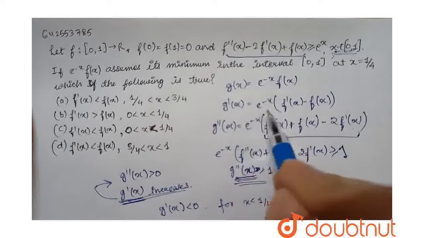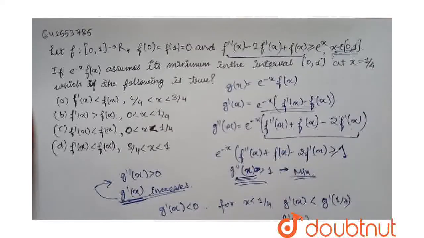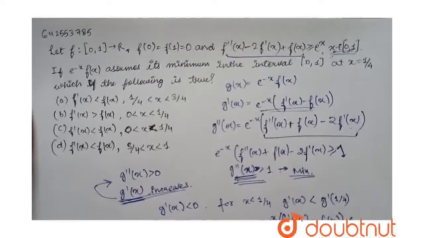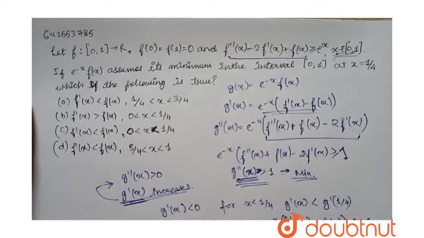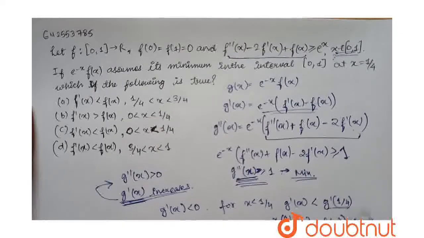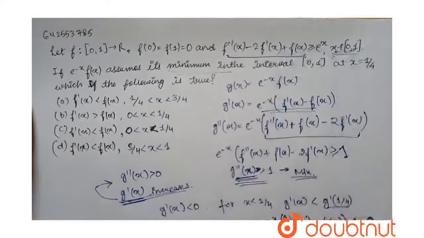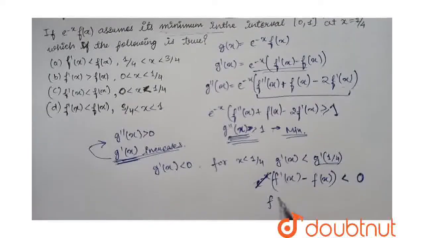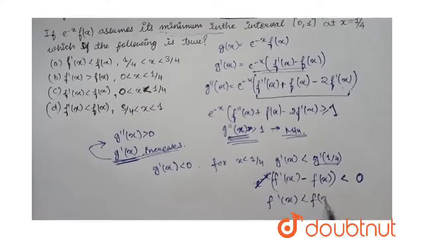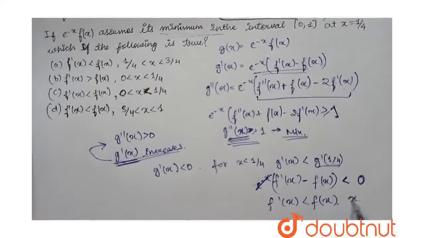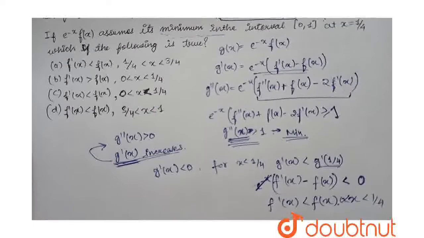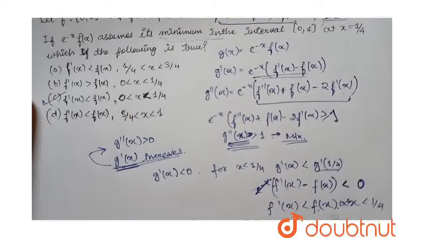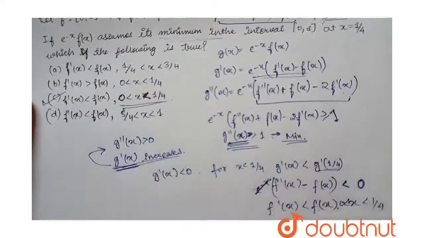And we know that first derivative of g of x, from here, first derivative of f of x minus f of x multiplied by e power minus x, is less than 0. As we know that the derivative at 1 by 4 is 0, because there is a minima, this cancels, so we get first derivative of f of x is less than f of x, and here we are talking about the interval x greater than 0 and less than 1 by 4. So option C is correct, that is first derivative of f of x is less than f of x for x belonging to 0 to 1 by 4.